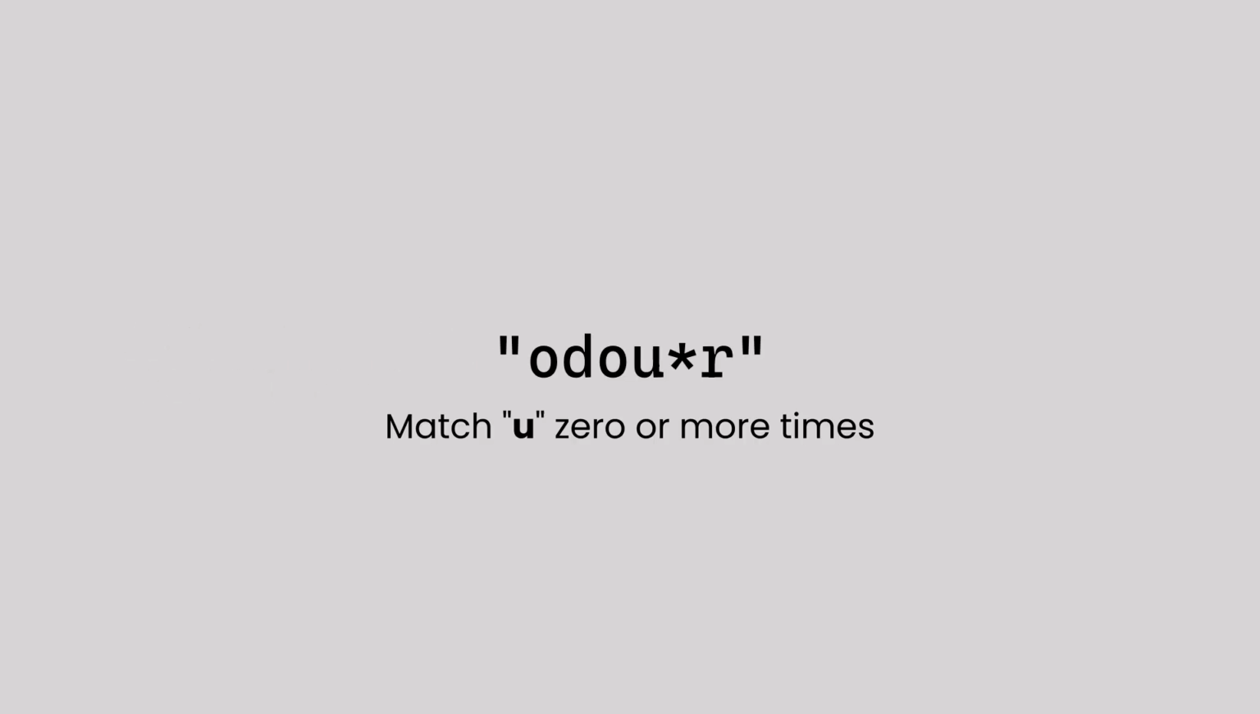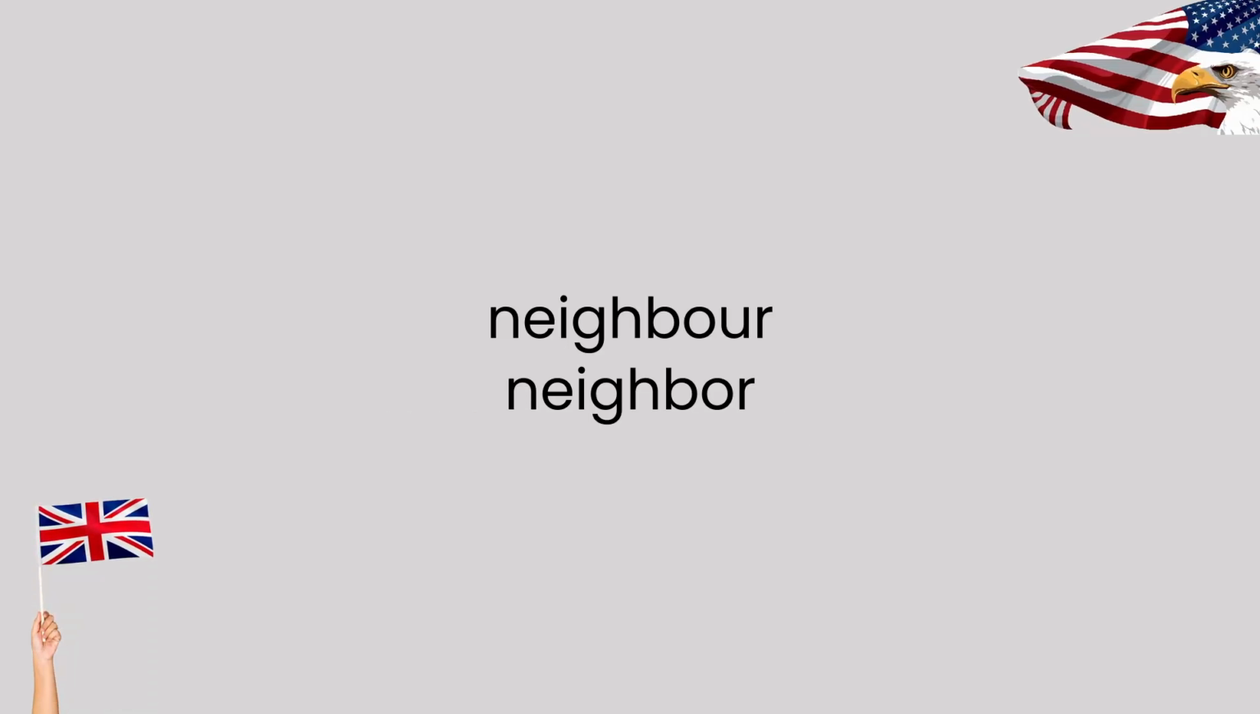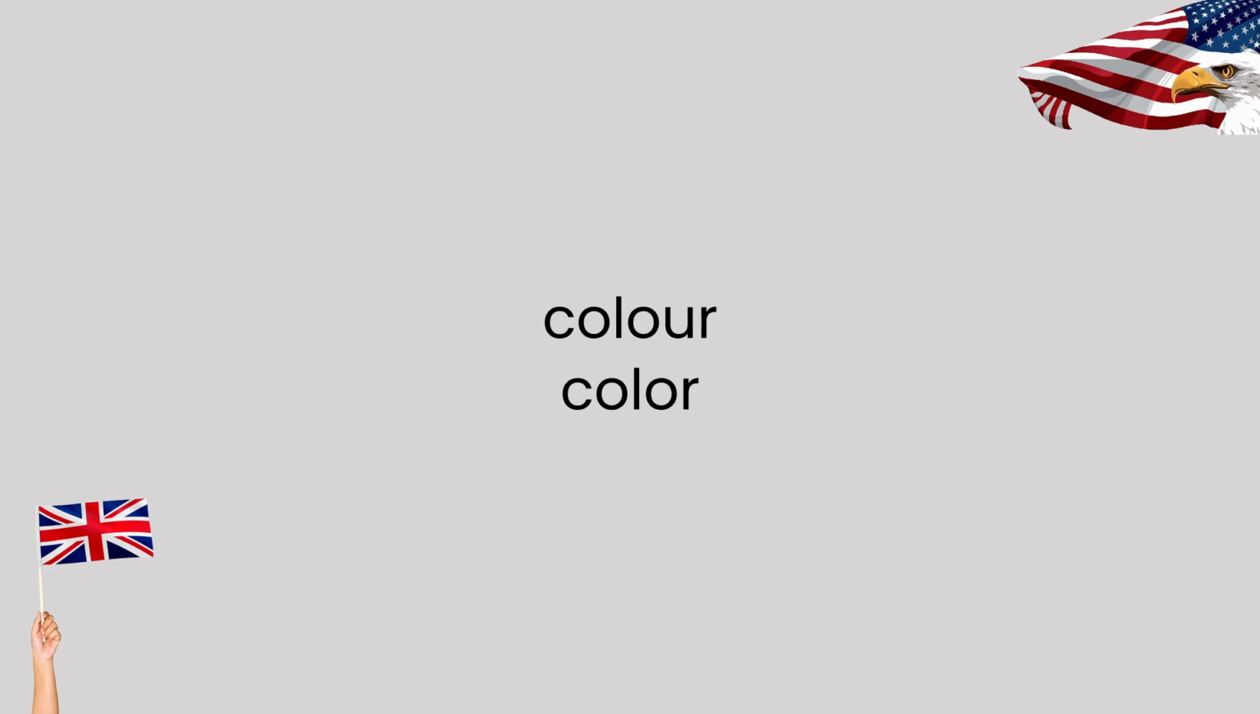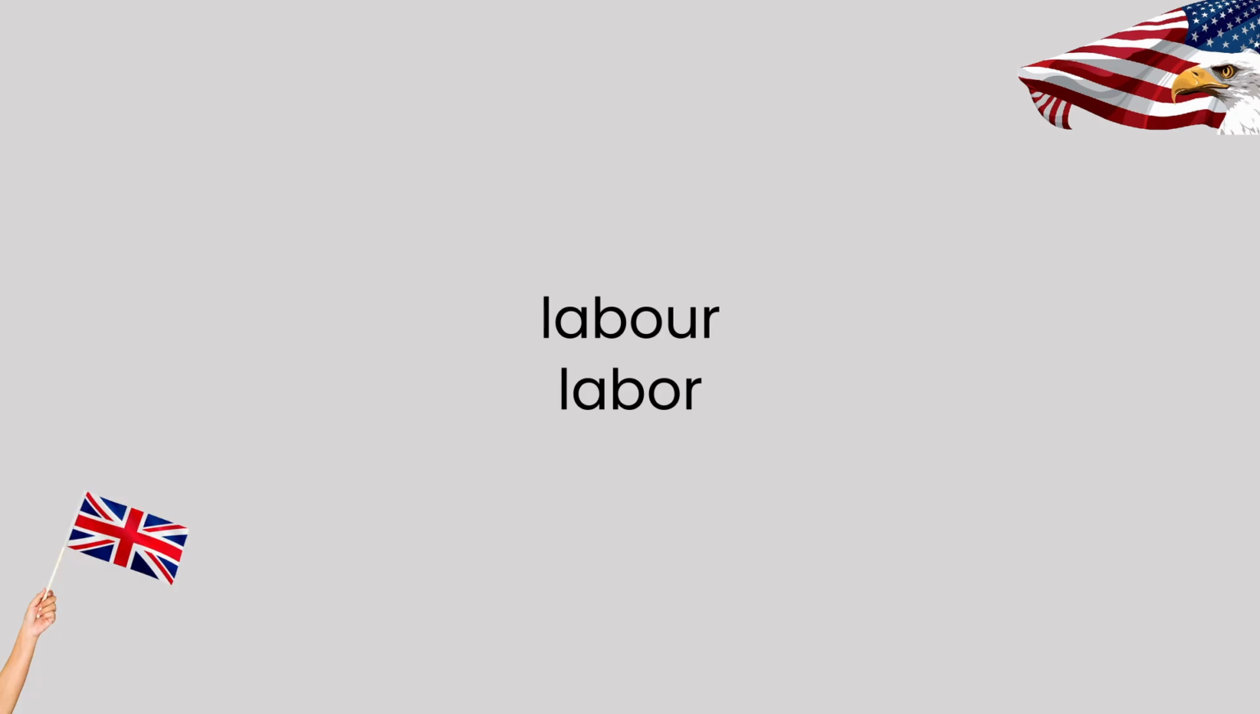Up next is the asterisk quantifier. Putting this after a character or a character class says, match this character 0 or more times. Matching a character 0 times just means you'll get a match whether the character is present or not. Here's an example. The word neighbor in British English has a U inside it, while in American English it doesn't. The same goes for words like color or labor. If you had a written conversation between an American and a Briton, yes, British people are also called Britons, and you wanted to match such words regardless of how the speakers wrote them, then you'd use an asterisk quantifier.